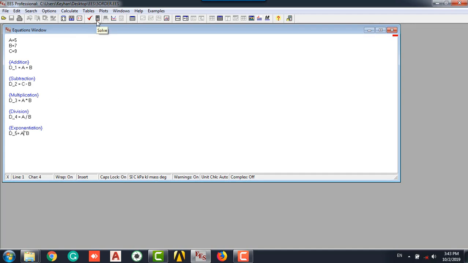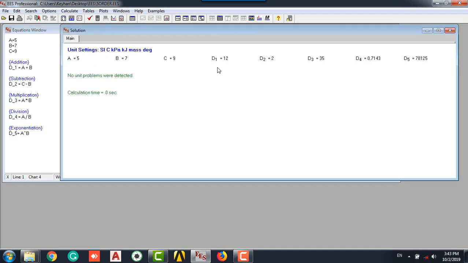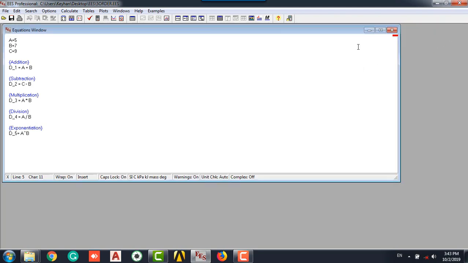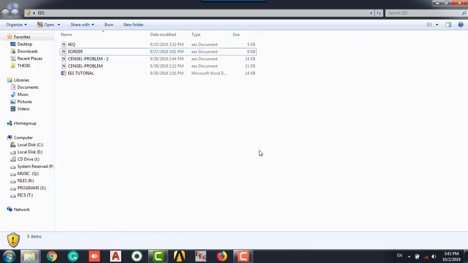If we click on solve, we will get our desired results, as you can see in the solution. The symbols of these operations are commonly used in several mathematical software packages such as MATLAB, and that's how EES helps us carry out simple mathematical operations.